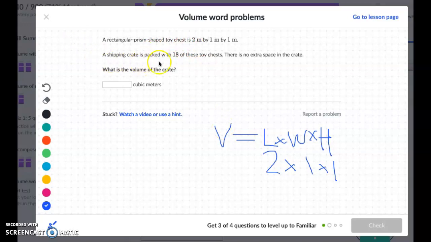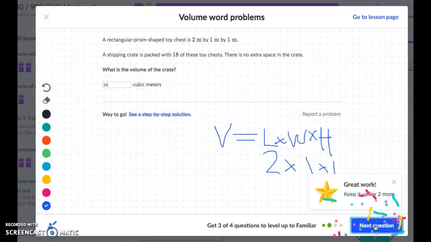Well, this shipping crate has 18 of those in there. So if it has 18 of those, 18 times 2, okay, because each chest is 2 meters cubed, and this has 18, so 18 times 2 is going to be 36 cubic meters.